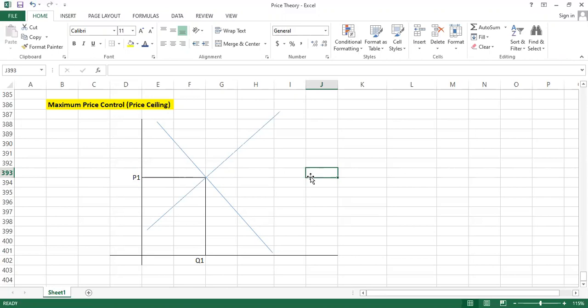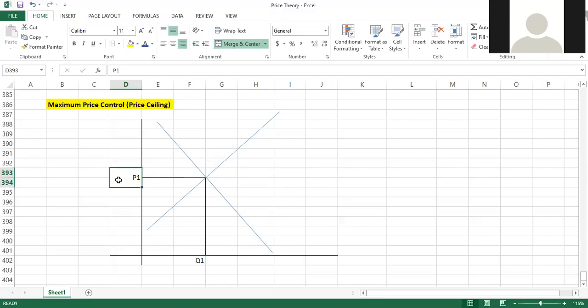For the maximum price to be meaningful, should it be above the equilibrium price or below it? Below the equilibrium price. Definitely, the maximum price imposed by the government should be below the equilibrium. Suppose this is the maximum price set by the government. What will be the immediate result after imposing the maximum price? What will happen in the market?